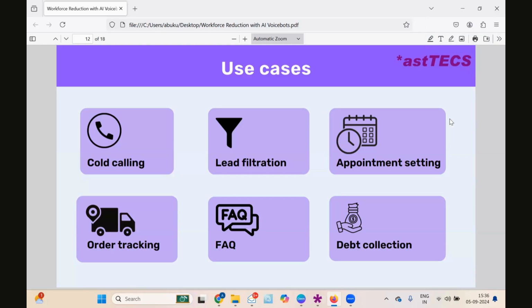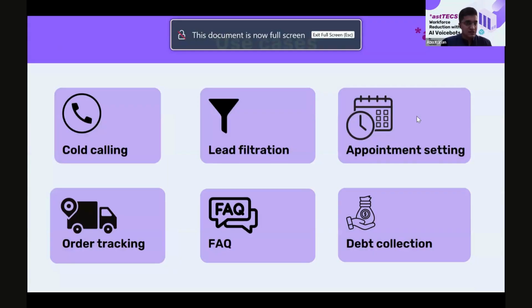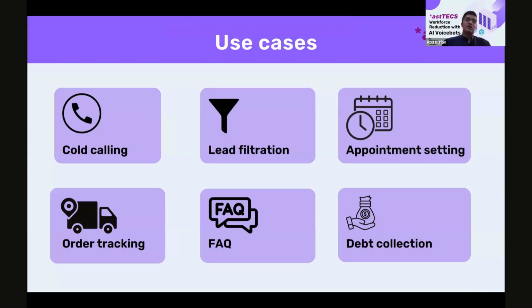Similar to that, you have order tracking. Order tracking is something where you have large call centers, and almost 90% of their calls are repetitive questions: where is my order, I want to replace my order, what is the current status of my order, I want a refund. All these redundant processes can be taken care of by the bot itself.